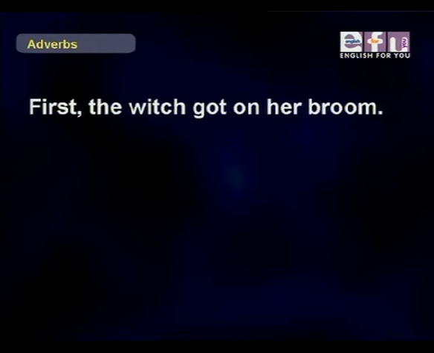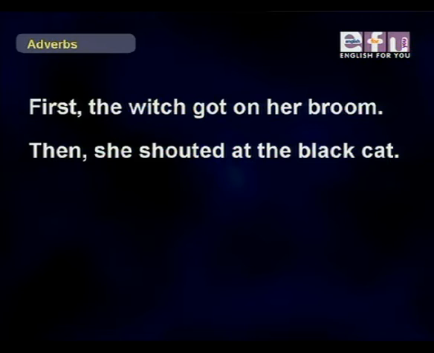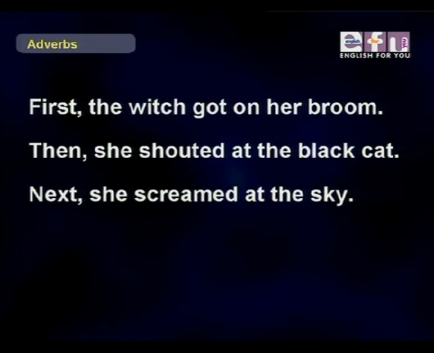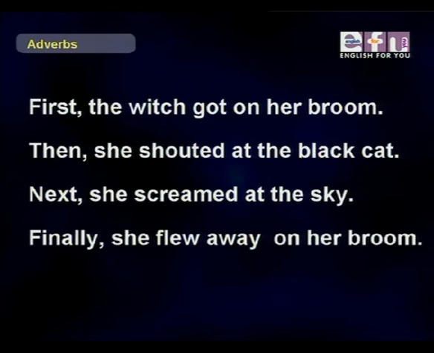First, the witch got on her broom. Then, she shouted at the black cat. Next, she screamed at the sky. Finally, she flew away on her broom. So in these sentences, first, next, then, and finally are adverbs of sequence.